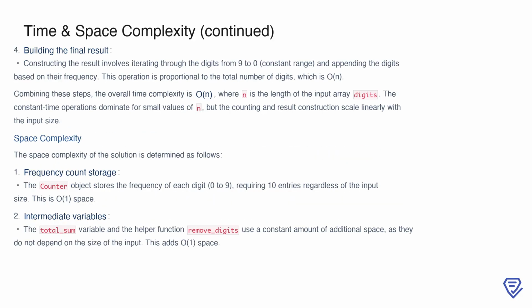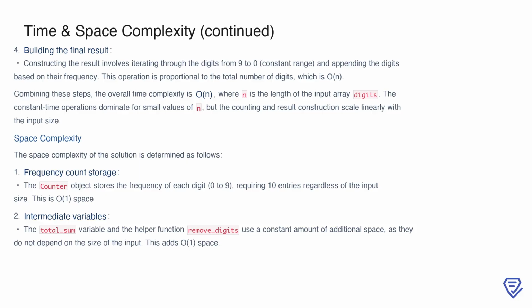Now we consider the time complexity of building the final result. This involves iterating through the digits in descending order, from 9 to 0, and appending each digit to the result based on its frequency. Since the total number of digits is proportional to n, this operation takes O(n) time. When we combine all the steps, the overall time complexity of the solution is O(n). Although some steps involve constant time operations, the counting and result construction steps scale linearly with the input size.